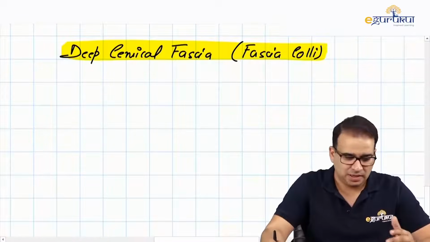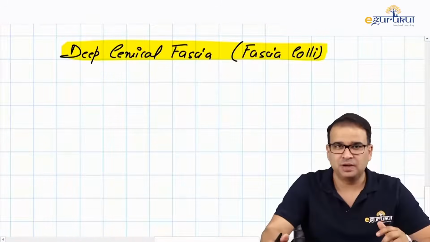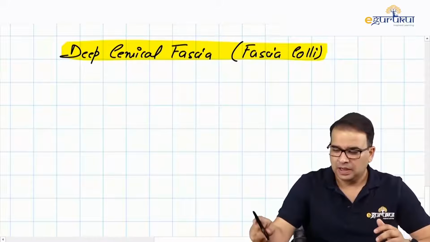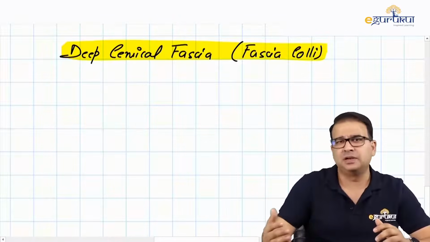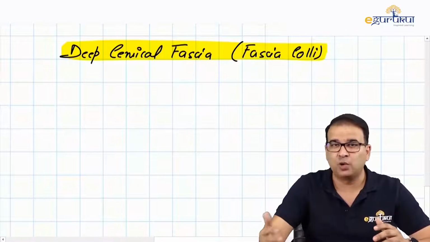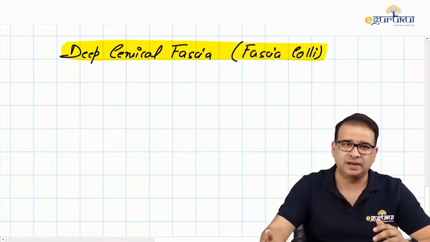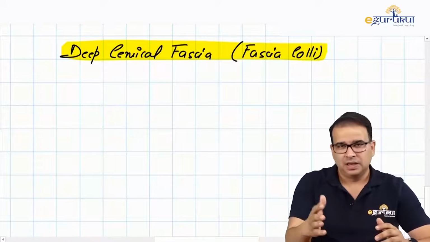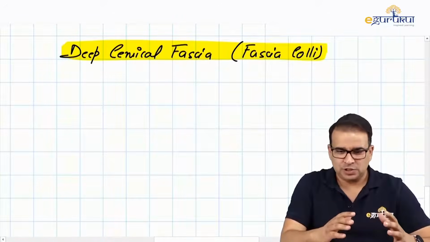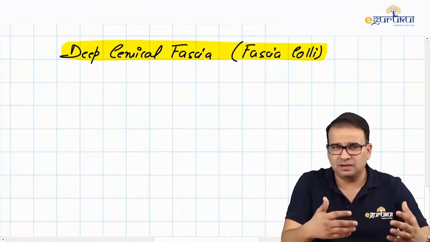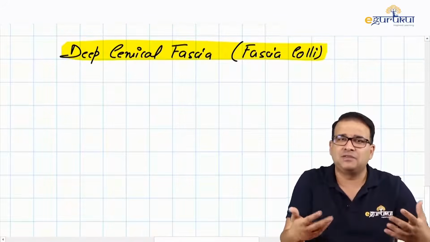So guys, now let's talk about the deep cervical fascia or the deep fascia of the neck. Deep cervical fascia, which in previous texts they used to call the fascia colli also. The colli, the word is for the neck. So deep fascia of the neck is not a simple fascia like the other deep fascias that we have in the other parts of the body.